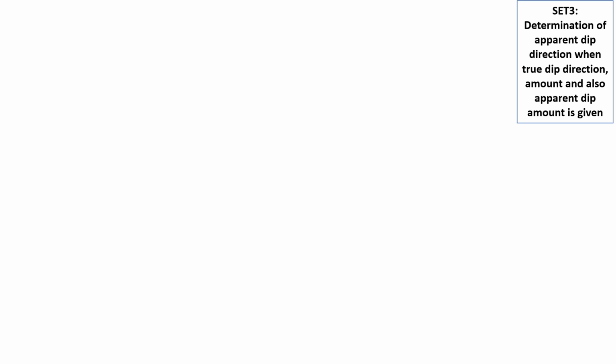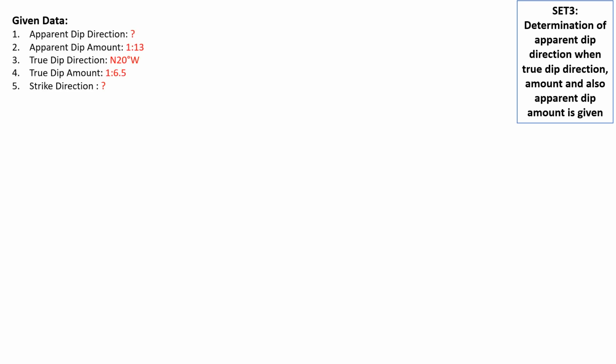Set number 3, first problem. These are the given data. Here the big problem is that we have an apparent dip amount of 1:13, which cannot fit on your paper. So till now we were taking the scale as 1 unit equal to 1 centimeter. Here we'll change the scale to 1:2.